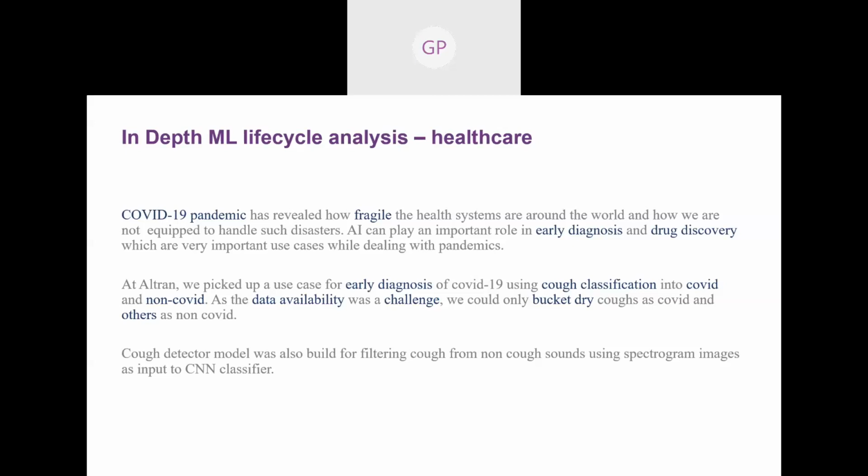Now we have seen that even with developed countries, the pandemic has actually revealed how fragile the health system around the world is.